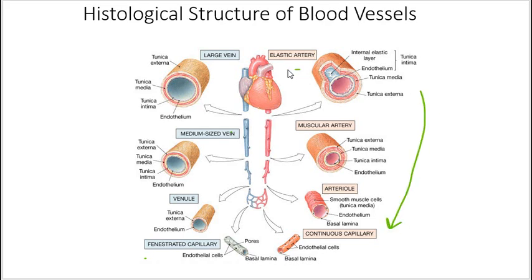There are three types of arteries. You have elastic artery, muscular artery, and arteriole. Those are the three types of arteries that deliver blood away from the heart.